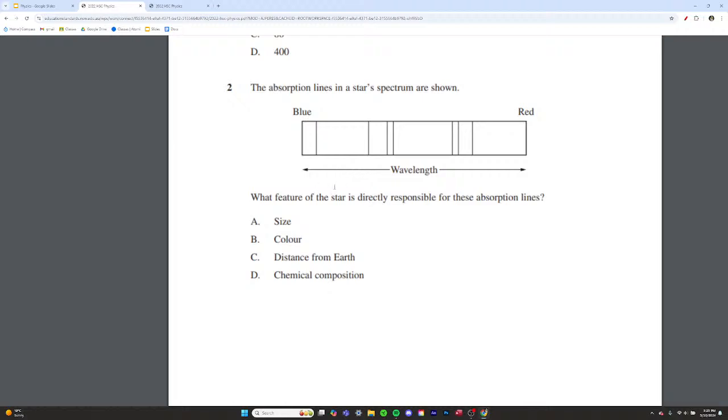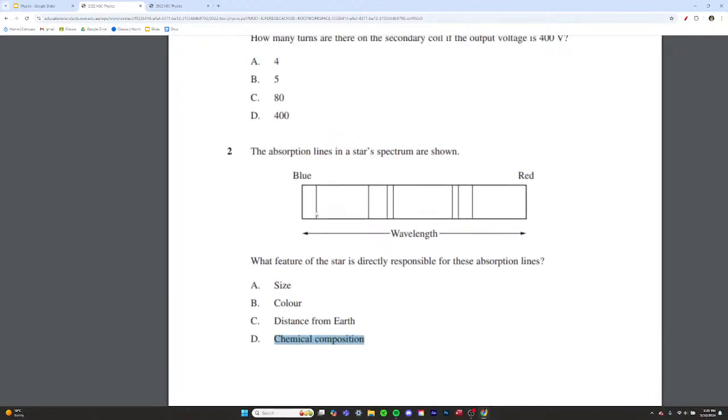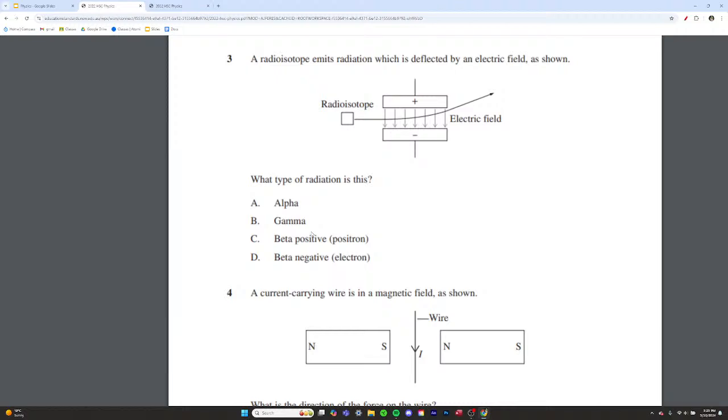What feature of the star is likely to be directly responsible for these absorption lines? Size? No. Color? No. Distance from Earth? No. It's there, because that's what's inside. You match it up with known spectras, and that's what you get.